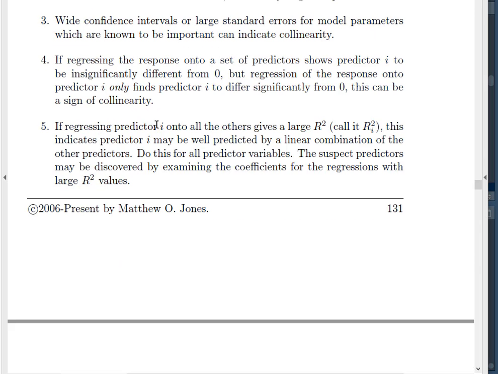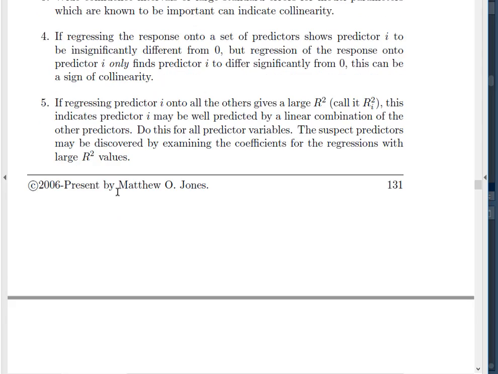Number 5, suppose you go to regress predictor I onto all the other predictors, okay? So forget about the response, throw it out. We're just looking at the relationships between the predictor variables. So pick the ith predictor and regress it onto the other predictor variables. And if that gives you a large R squared value, maybe you call it Ri squared, this indicates predictor I might be pretty well described by some linear combination of the other predictors. So do this for all the predictor variables and look at all the Ri squared values. Then the predictors that may be the culprits here can sort of be discovered. You can take a look at the coefficients for the regressions with the large R squared values.